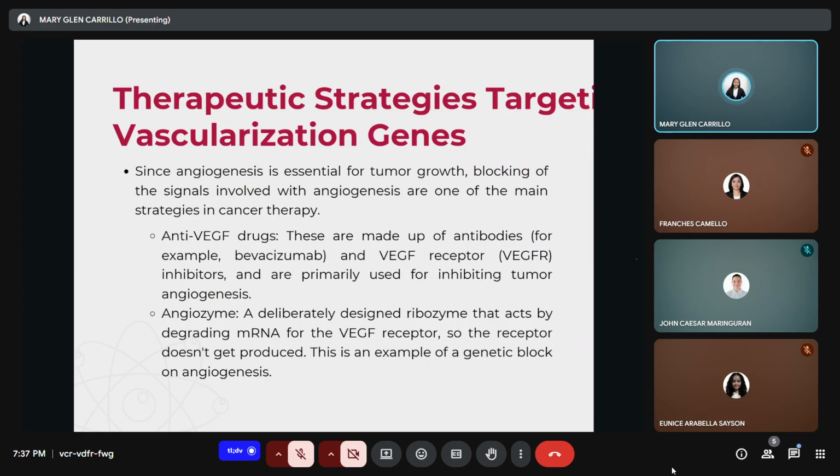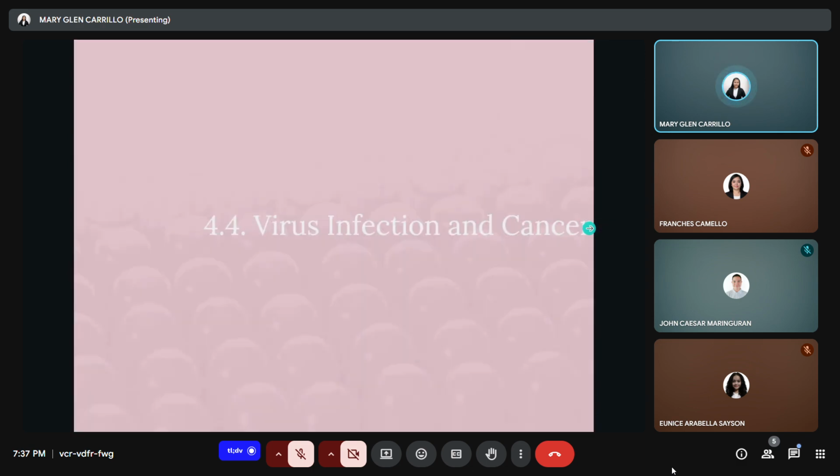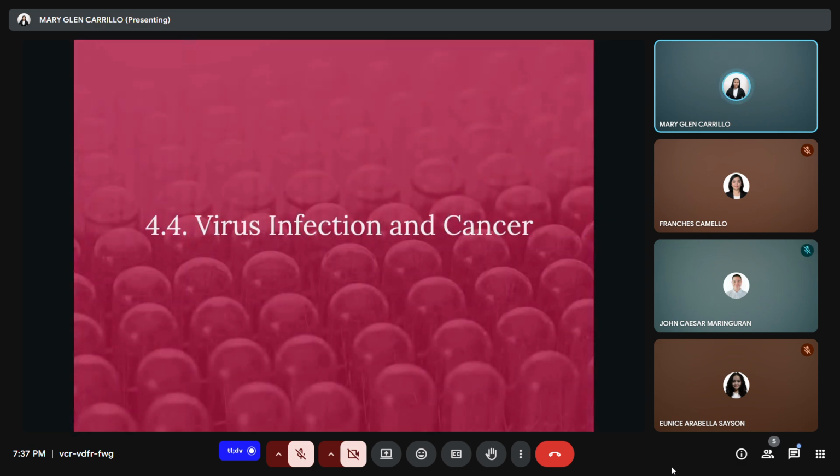So in simple terms, these therapies act like cutting off the tumor supply lines, preventing it from getting the oxygen and nutrients it needs to survive, and blocking angiogenesis is therefore a key strategy in many modern cancer treatments. So that's all for the genes that promote vascularization, and moving on to the next topic, which is virus infection and cancer.